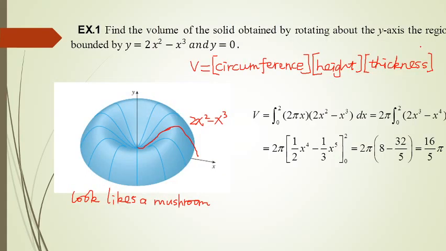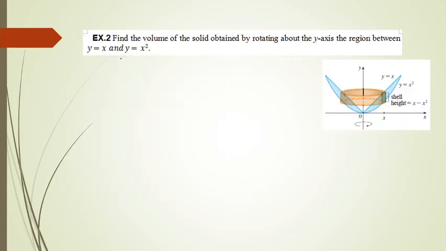Let's look at this one. This is more complicated. Find the volume of the solid obtained by rotating about the y-axis the region between y equals x and y equals x squared. We have already seen this region in the previous examples. Those two curves intersect at (1, 1) and (0, 0). So this is the region.